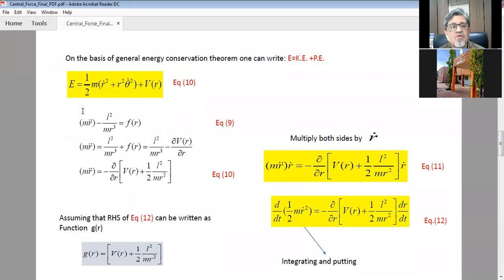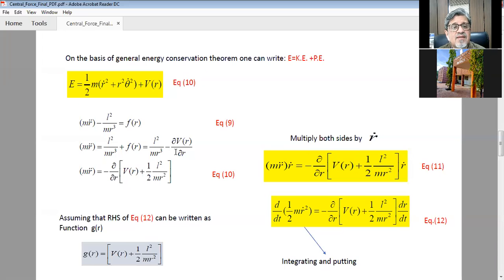Now, going back to our previous equation, that is m r double dot minus L squared divided by m r cubed is equal to f(r). That equation we derived in our previous slide. Now we modify this by taking m r double dot to the left and the rest on the right hand side: L squared divided by m r cubed plus f(r). Then we write f(r) in terms of potential energy, the negative gradient of potential, del V(r) by del r.